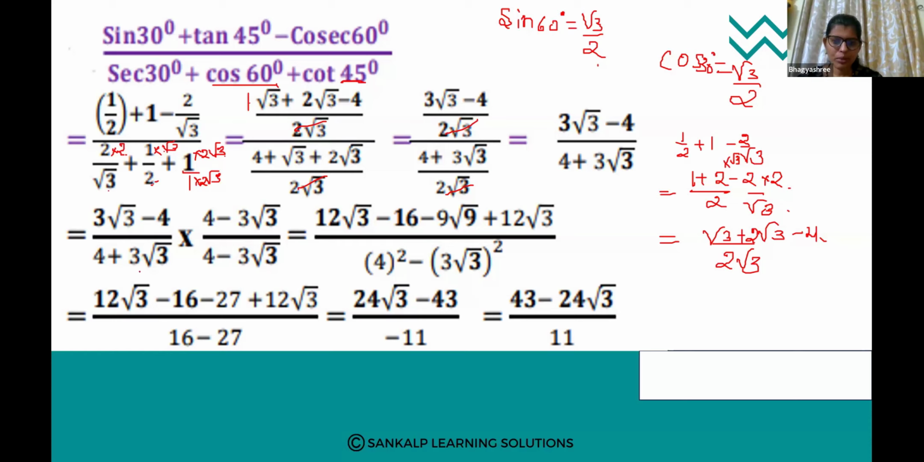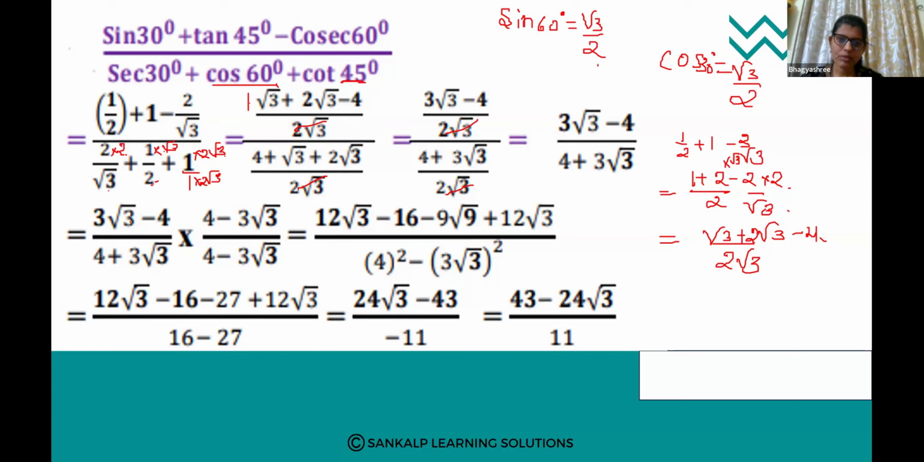So in order to remove this root sign in the denominator, what we are going to do? We are going to multiply by 4 minus. Here it is plus, so the opposite sign. 4 minus 3 root 3 divided by 4 minus 3 root 3. Numerator and denominator both, we will multiply by 4 minus 3 root 3 divided by 4 minus 3 root 3.